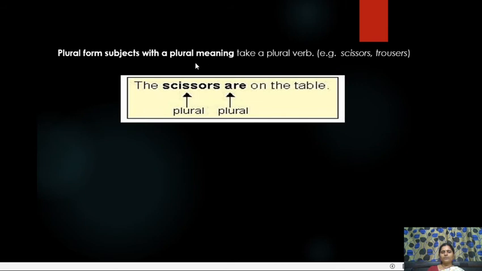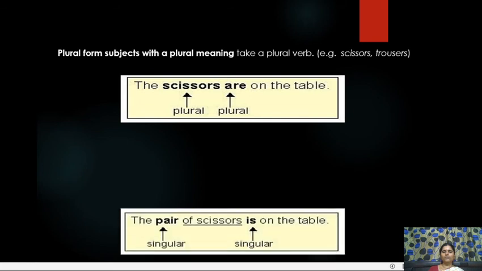Sometimes, plural form subjects with a plural meaning take a plural verb, like scissors, trousers. They have two parts in that. The objects or implements which have two parts usually have plural form: scissors, trousers, shorts, pants, spectacles. When you get such words in a sentence, they are always followed by a plural verb. The scissors are on the table, because it has two parts, so you have to treat it as plural only. The scissors are on the table.